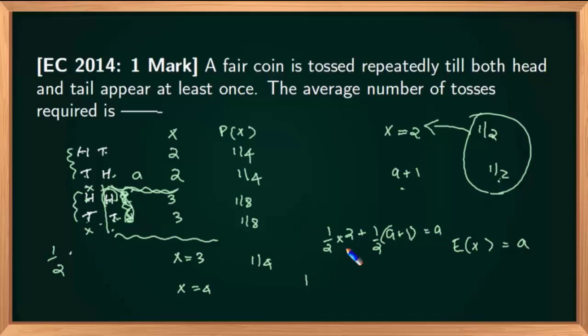So when I go for the solution, a equals 1 plus a by 2 plus 1 by 2, say. So a by 2 is 1 plus 1 by 2, which is 1.5. So a must be 3. So my expected length, or expected number of tosses, will be 3.